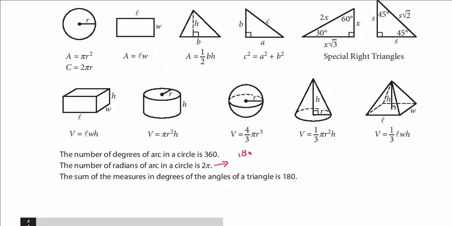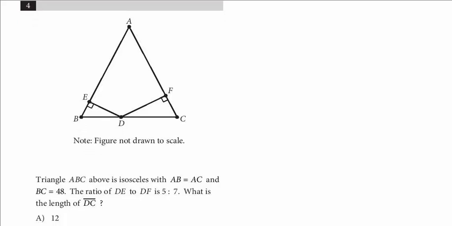All right, let's review question 4. It's not drawn to scale, so you really can't glean anything from the way it's depicted. This triangle ABC is isosceles, with AB equals AC, and BC is 48. The ratio of DE to DF is 5:7. What's the length of DC?